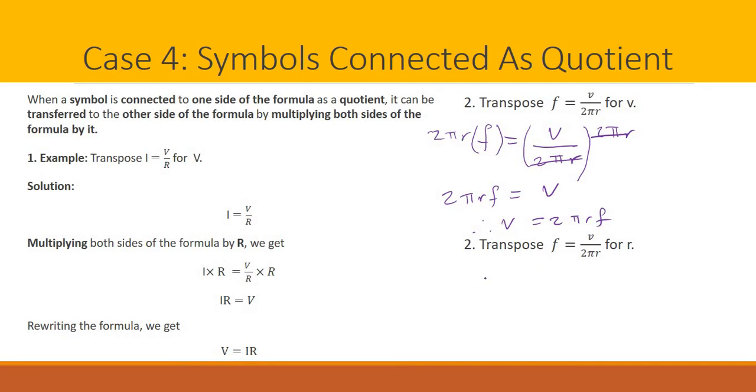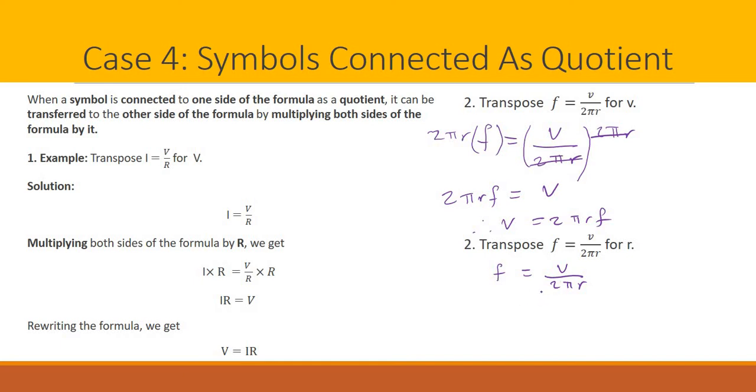So we finished there. But now, this one: transpose F equals V over 2 pi R for R. So we know that we have F is equal to V over 2 pi R, right? There are several ways of doing this, but one way is this: we know that the subject that we want is in the denominator. The subject cannot be in the denominator. It should be in the numerator.